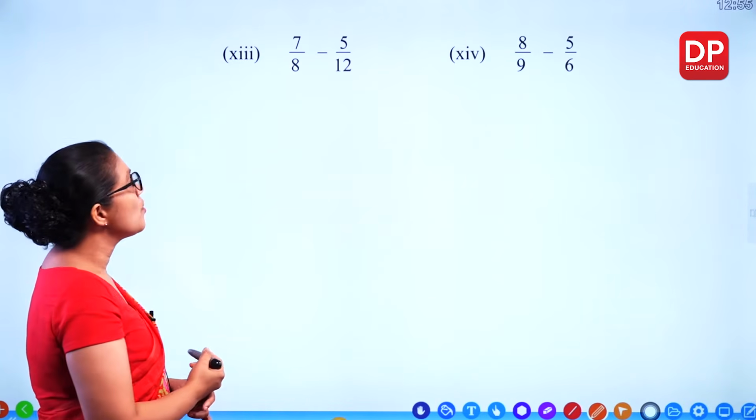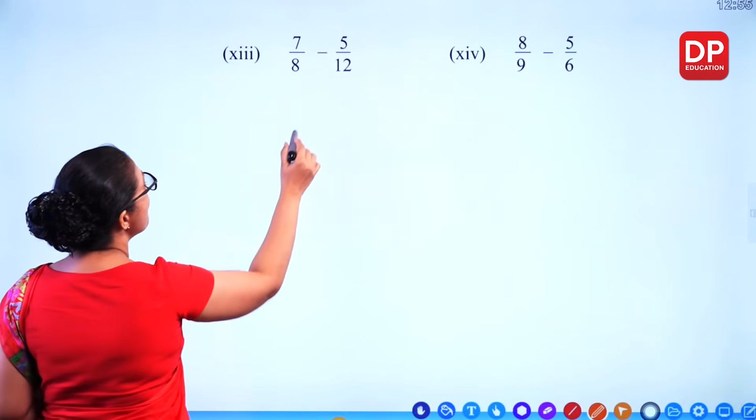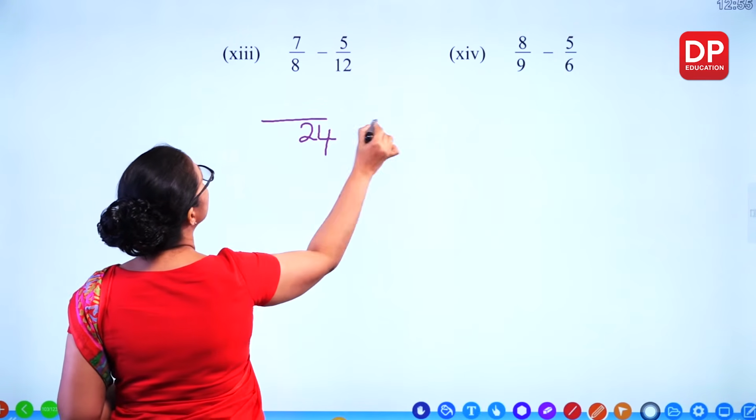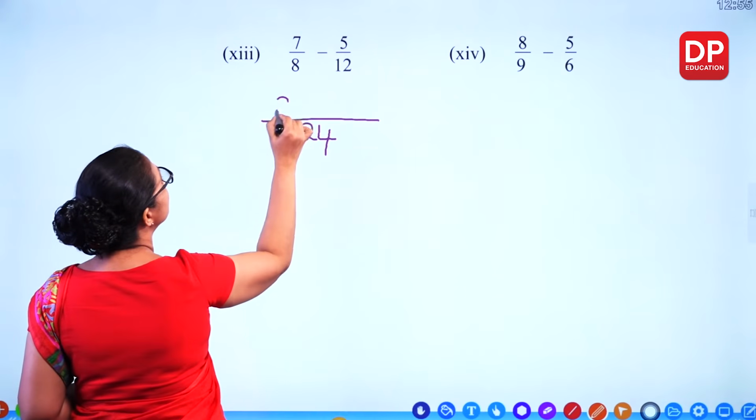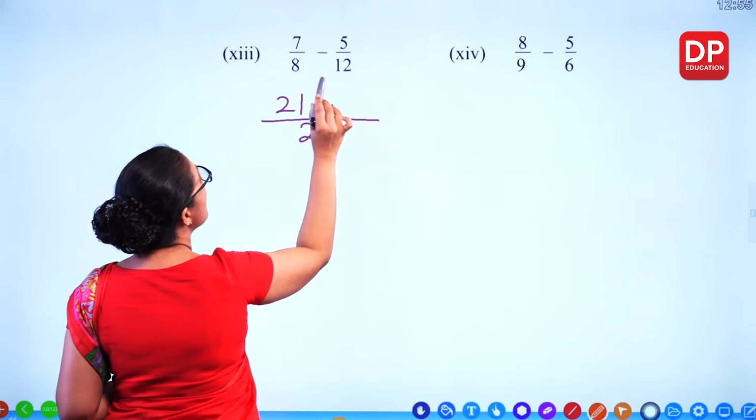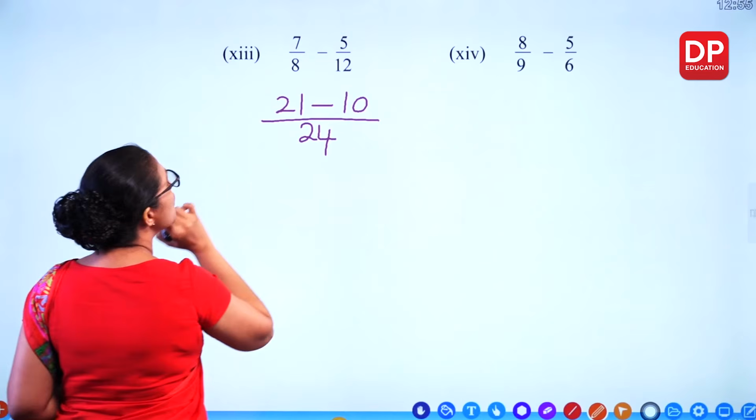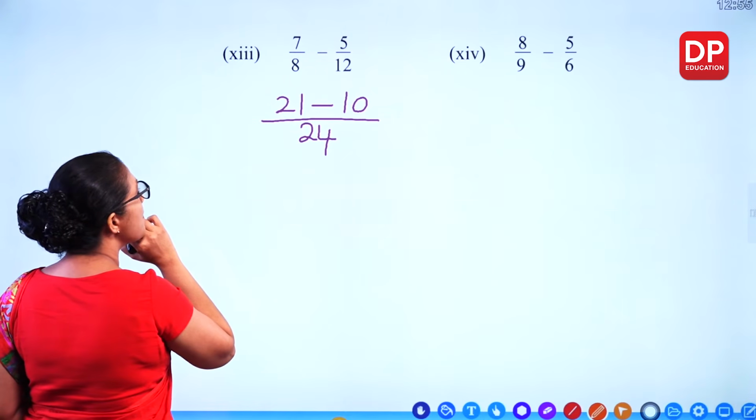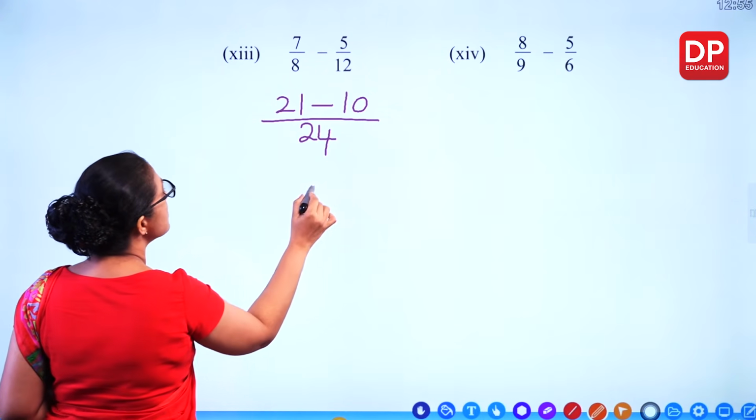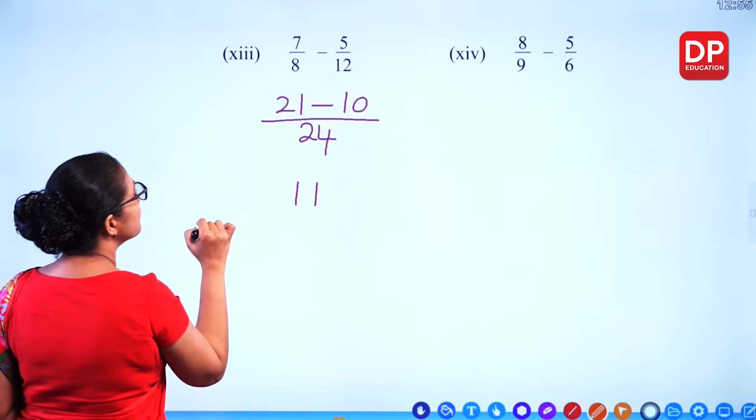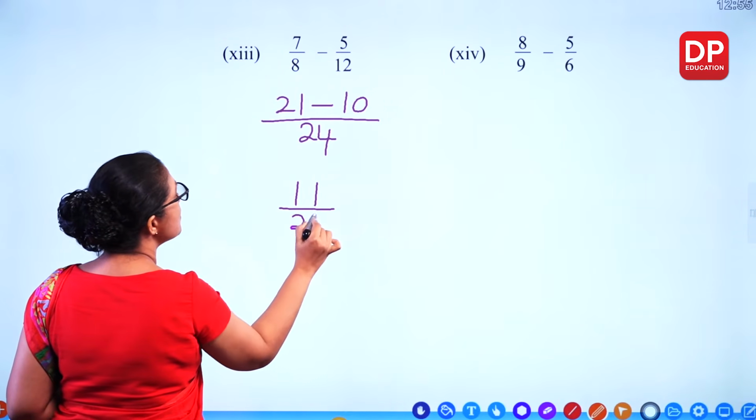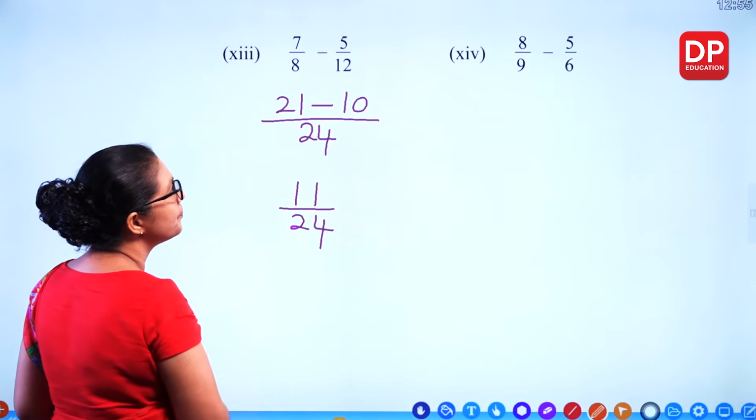This one, 8 and 12, what's the common one? 24. Multiply this by 3. This one by 2. Now subtract 21 and 10. You get 11. 11 over 24 is the answer.